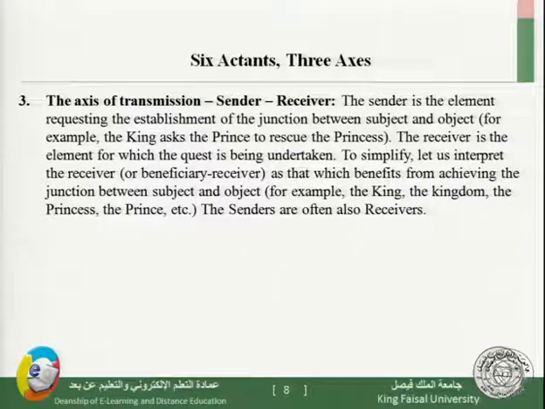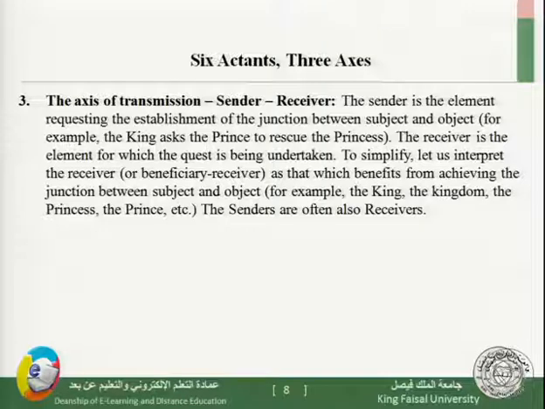The third one is the axis of transmission. It's the sender-receiver. This is the axis of transmission. The sender is the element requesting the establishment of a junction between subject and object, right? Why does the subject want the object? For example, the king asks the prince to rescue the princess. So the king is the sender here. The king sends the prince to get the princess.